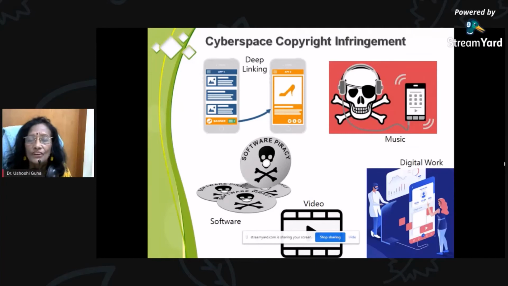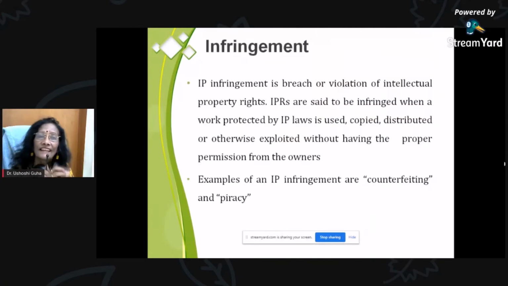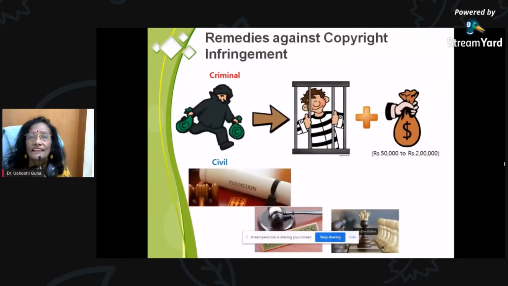I have not talked about how infringement happens in banking and other areas, how infringements are happening in your credit cards, debit cards. I was under attack with Amazon, what was that? Amazon Prime. Immediately I had to block it.